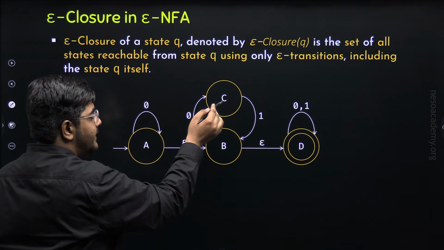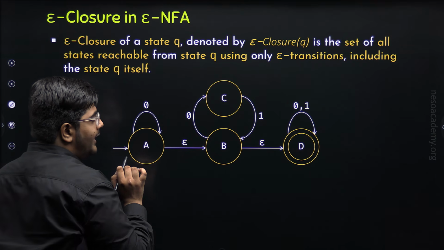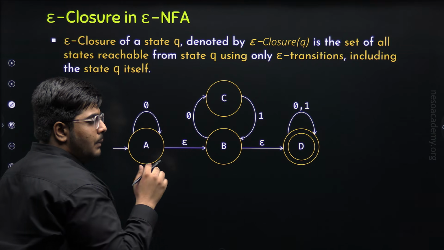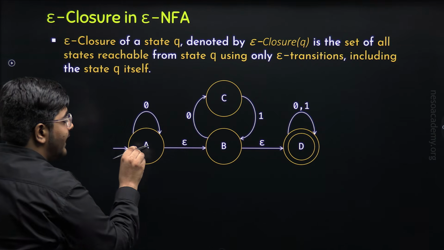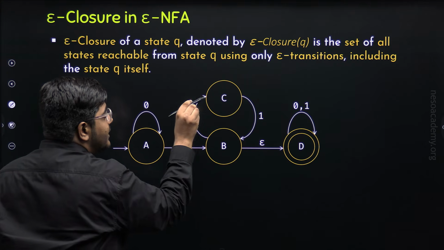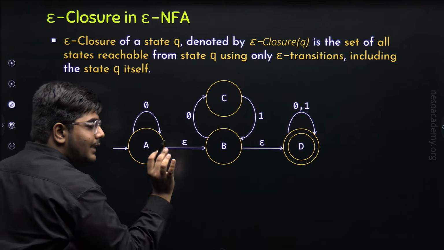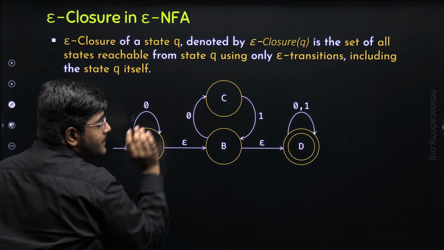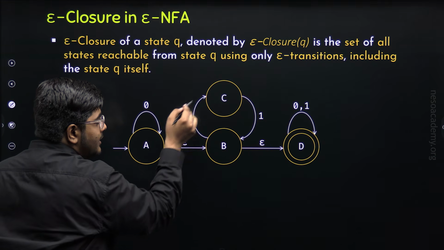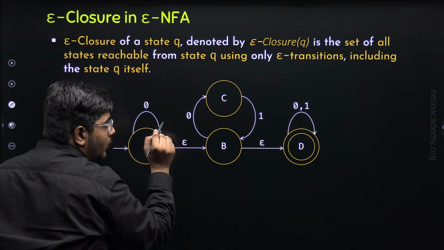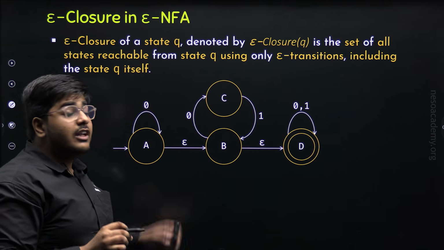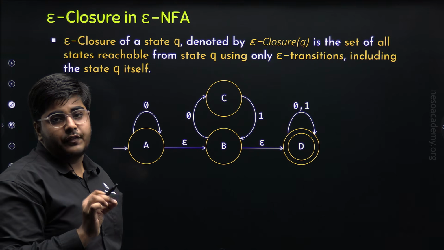Can we reach the state C from the state A using only epsilon transitions? Many of you may think that we can take this path to reach the state C, but this is an epsilon transition, that is fine. But this is not an epsilon transition. This transition is involving an input symbol which is 0. That means C will not be the part of epsilon closure of A.